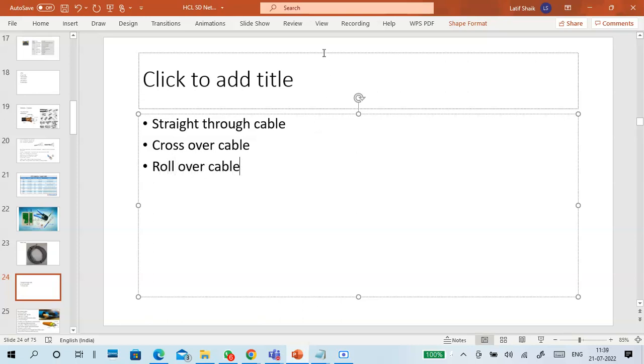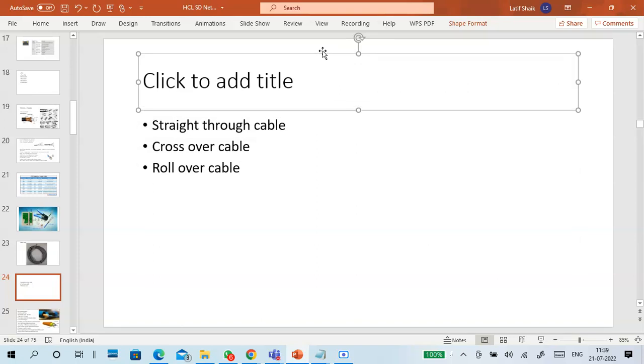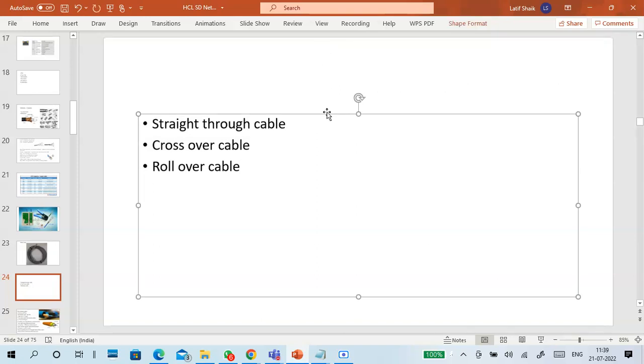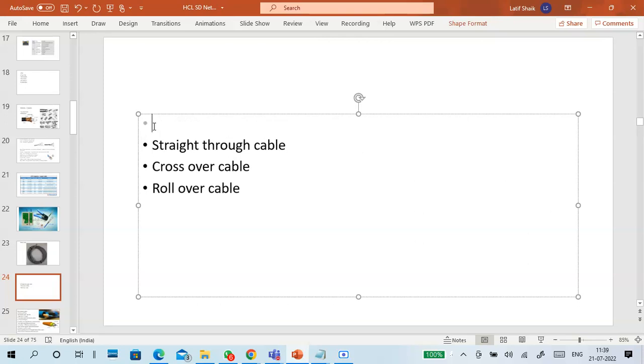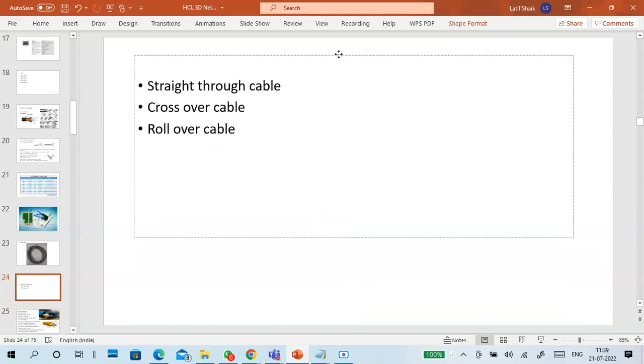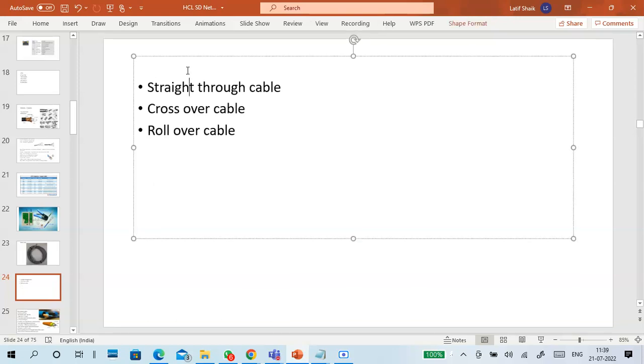So it depends upon standards and color codes. There are cable standards and cable color codes also. So we have to use the color codes and standards. We can understand this. Okay, so I've just written it here. It is not important now.